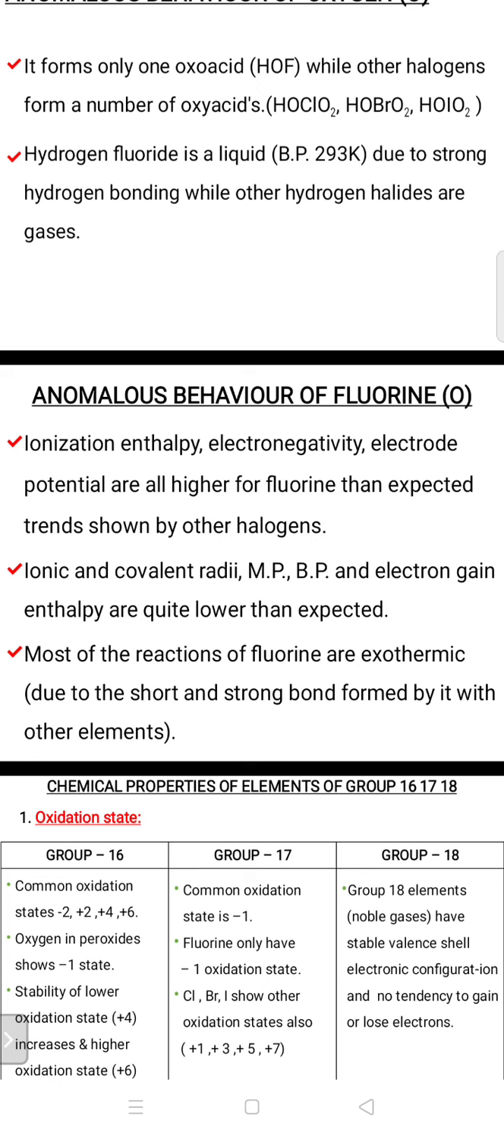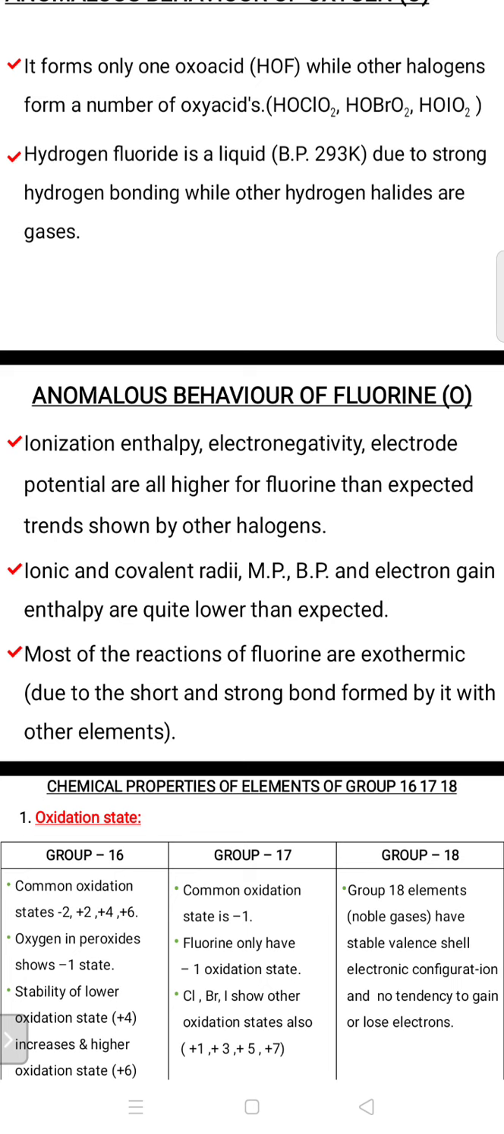In that, ionization enthalpy, electronegativity, and electrode potential are higher for fluorine than the expected trends shown by the other halogens in the periodic table. Then ionic and covalent radii, melting point, boiling point, and electron gain enthalpy are quite low compared to the expected. Then most of the reactions of fluorine are exothermic, meaning they liberate energy or heat to the surroundings.